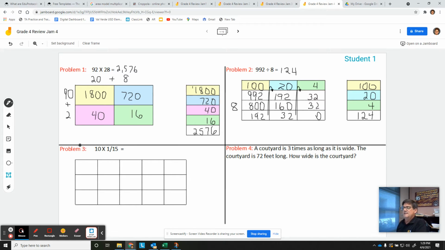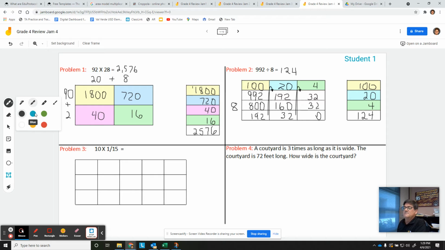Let's see here. This problem, okay, so the idea is to see that you have a unit fraction 1/15th and a multiplication by a whole number. In other words, 10 times 1/15th. And how much would that be? So what would I want students to do here?